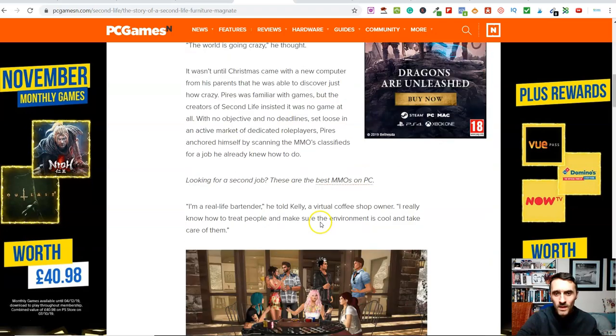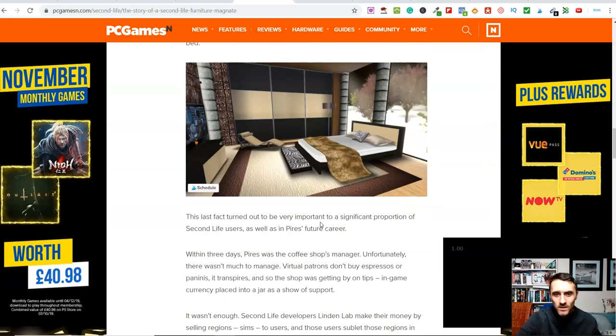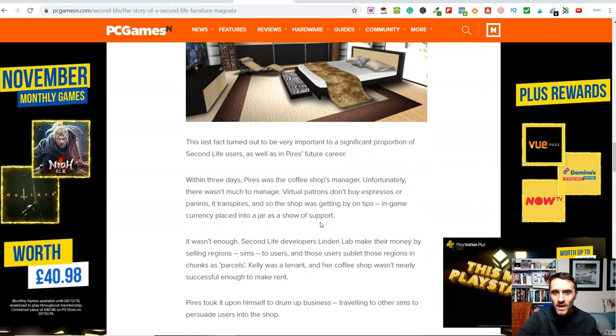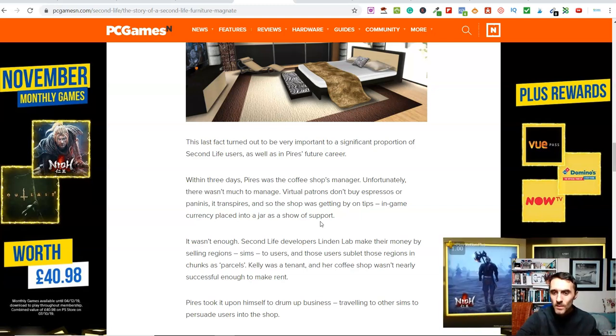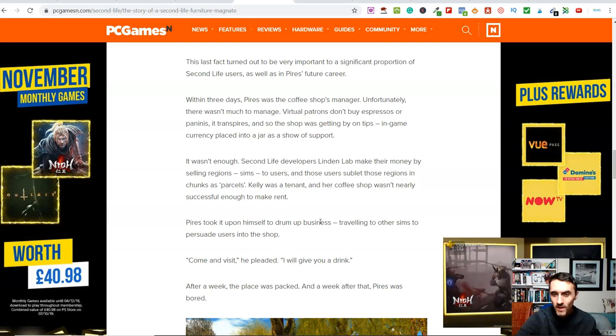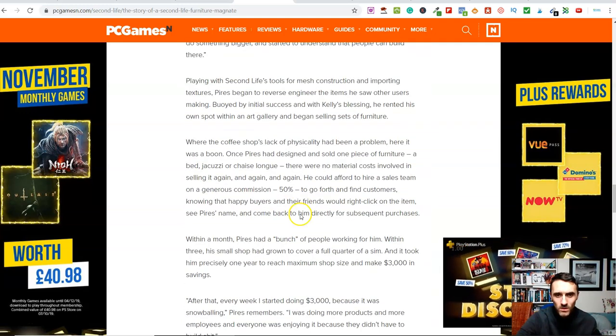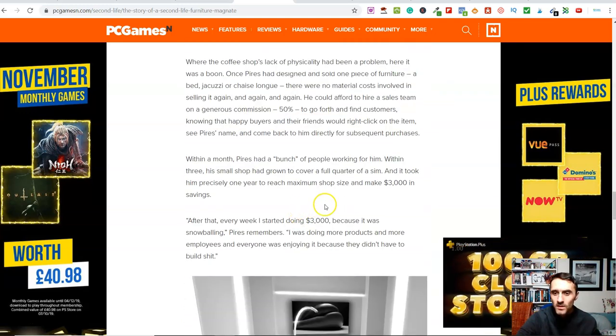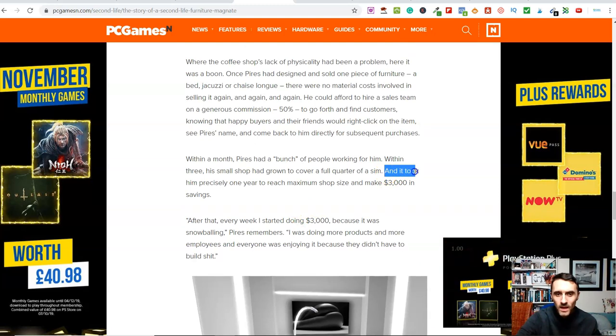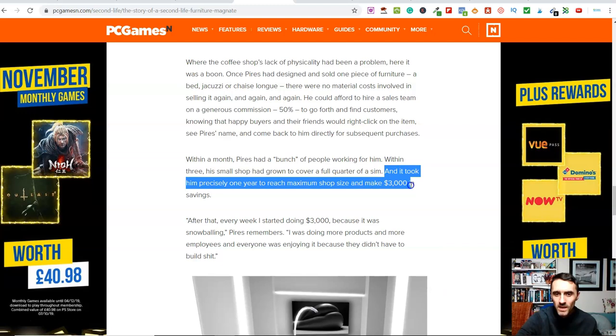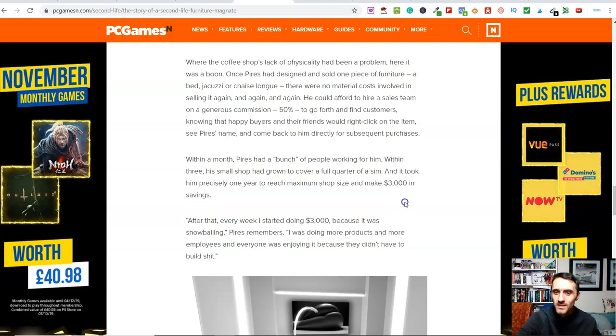If we come down here, I read this article earlier, but basically what happened was this person went ahead and created an account on here, and he started creating furniture and other bits. Let me show you how much he was earning. If I scroll down here, this is the important part. It took him precisely 1 year to reach a maximum shop size and make $3,000 in savings. So it took him a year to earn $3 grand.